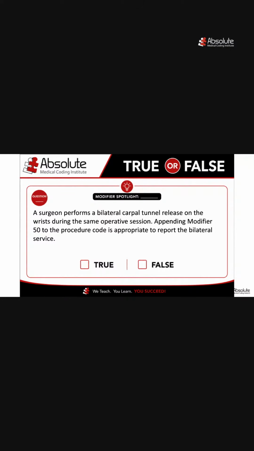Thank you, Britters. All right, true or false? A surgeon performs a bilateral carpal tunnel release on the wrists during the same operative session. Appending modifier 50 to the procedure code is appropriate to report the bilateral service, true or false? Now, this is going to be more simple than the rest, but we're going to get our bearings and get warmed up. Good job answering, everyone. I'm not telling you if it's correct or not, but good job. Hi, Delicia. Good seeing you. Hi, Becky.